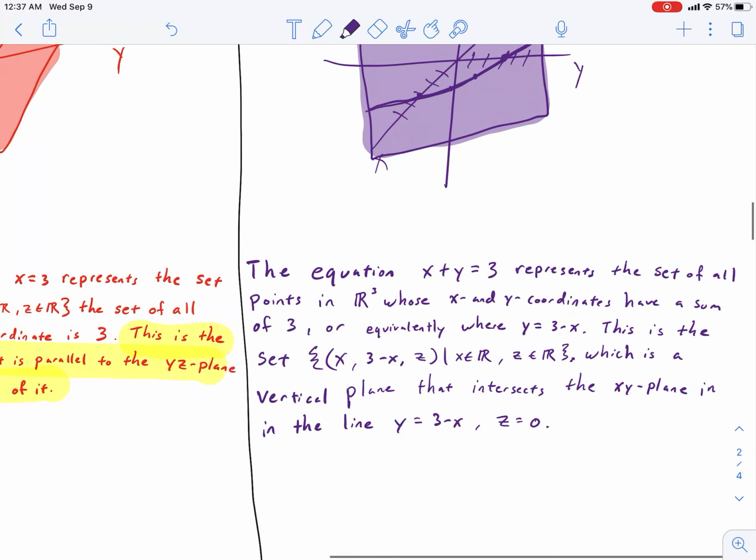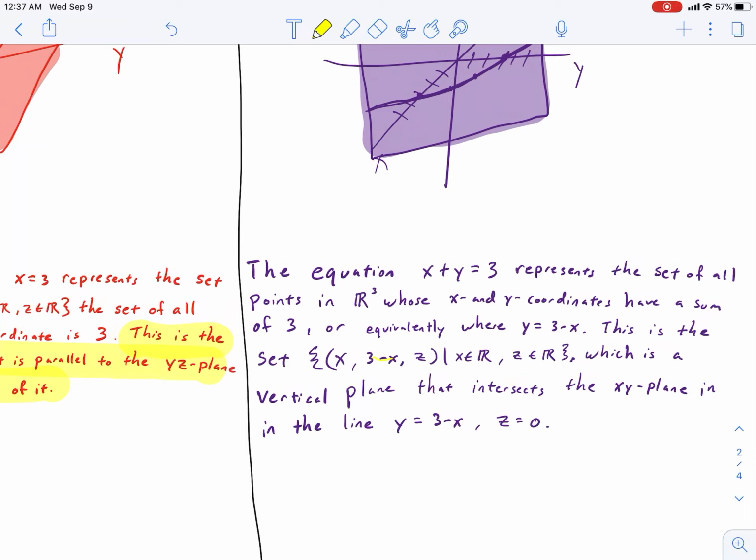And so again, we can write it out as, and again, I just put this into words so that you can also see it. The equation x plus y equals 3 represents the set of all points in the three-dimensional coordinate system whose x and y coordinates have a sum of 3. Or, equivalently, we can write it in slope-intercept form, y equals 3 minus x. This is the set x, 3 minus x.